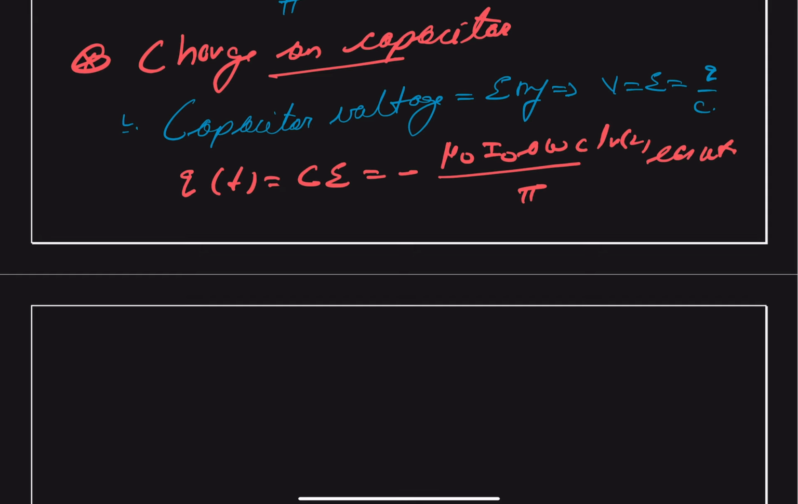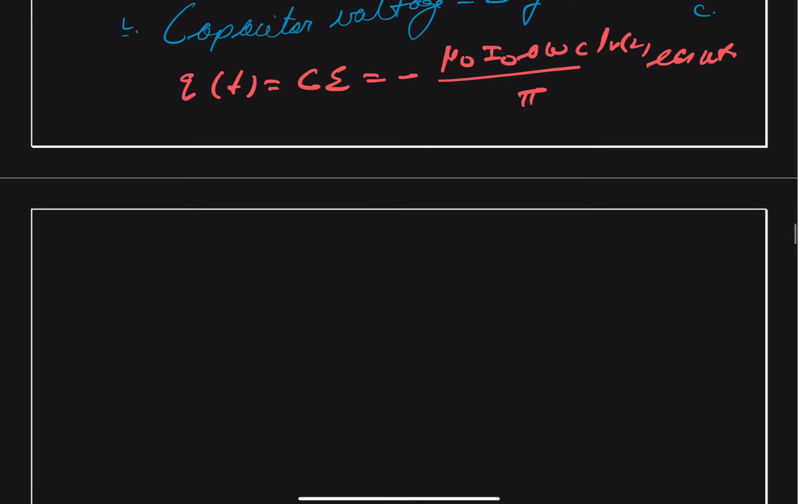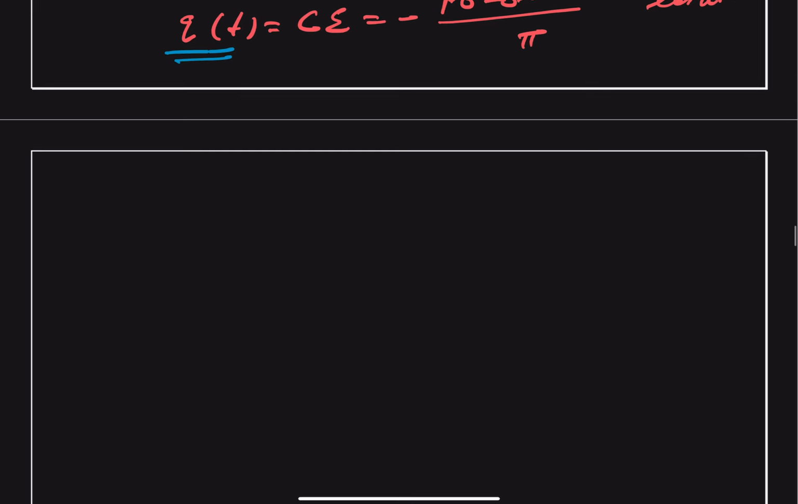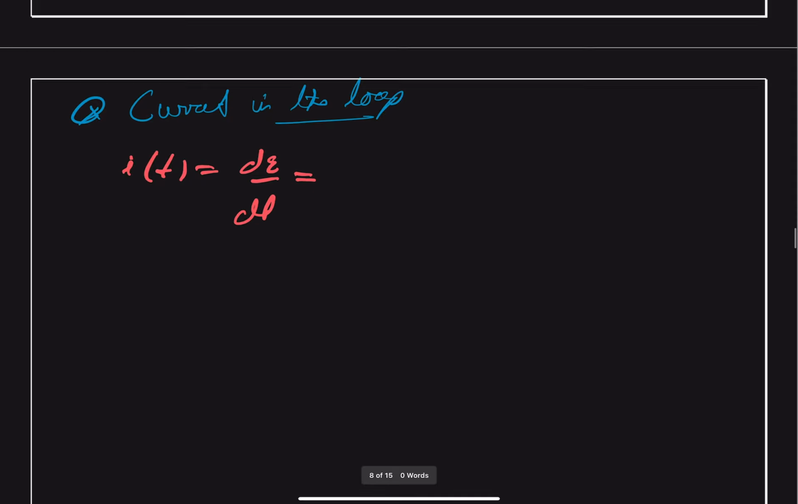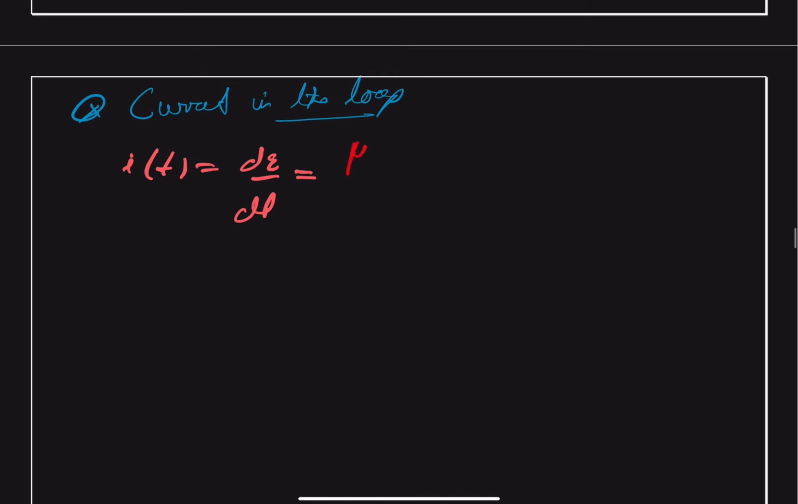Now easily we can find out the current. Current is nothing but the derivative of the charge. You can say current in the loop. So we can say our I of t is equal to dq by dt. So we get this as mu naught C I naught, and we have a natural log of 2 divided by pi, and this comes as omega square, and we have here sine of omega t.